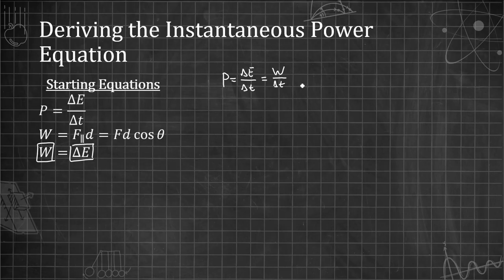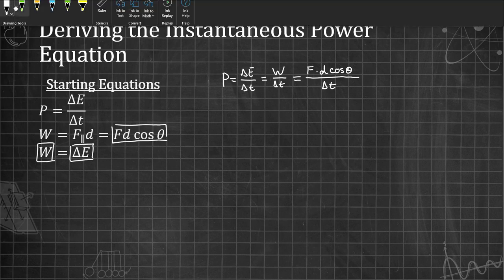We can then use the equation for work as F D cosine theta, and we can substitute that in for the work term in our power equation. So what we've essentially done is changed power as change in energy over change in time to power is equal to the force times the distance times cosine theta over the change in time.